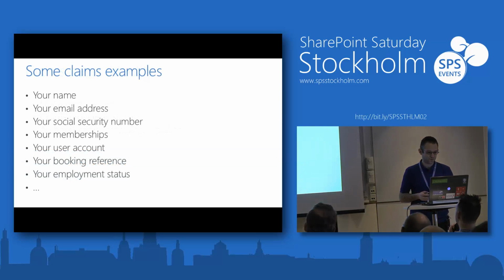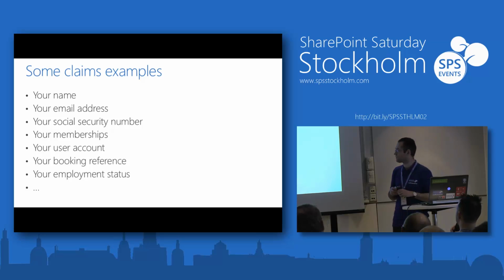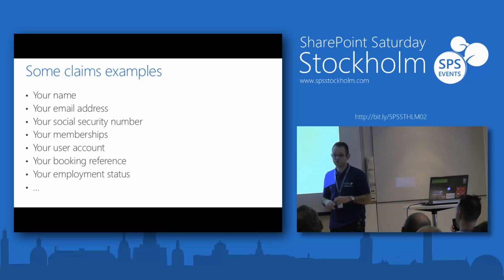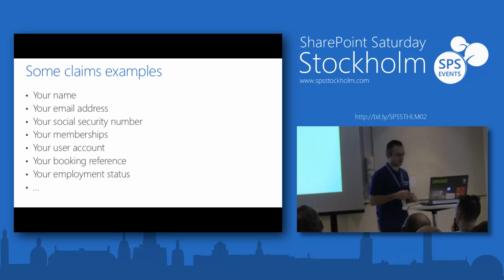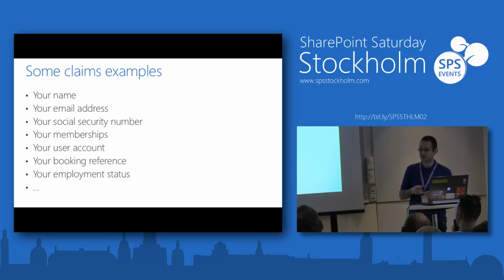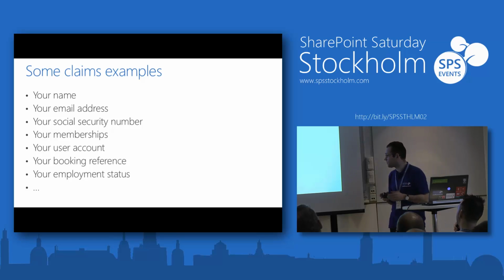Some claims examples. We've got the obvious ones: your name, in SharePoint your email address perhaps, or your social security number. Your group memberships can also be used as a claim. Your user account itself, a booking reference. If you subscribed to SharePoint Saturday, you probably received an email. That is also a claim. Who you are, and that provides authorization to enter the venue. Your employment status, for example. There are a lot of possible claims.